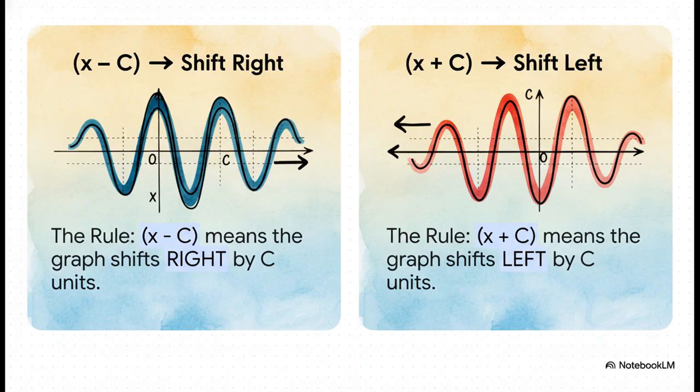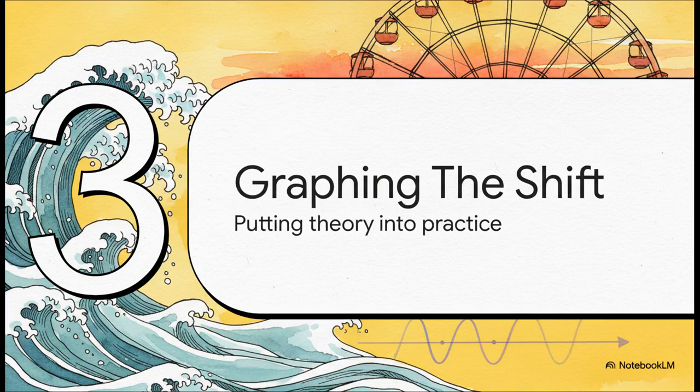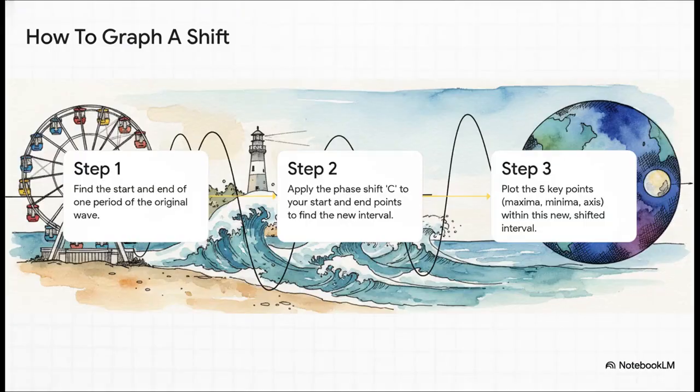The reason is that for the wave to start, the stuff in the parentheses, like x minus c, has to equal 0. Well, for x minus c to be 0, what does x have to be? A positive c, and that's what creates the shift to the right. Okay, theory time's over. Let's move from the formula on the page to an actual graph on the screen. How do we take this weird, backward-seeming rule and use it to actually draw a wave that's been shifted over? It's really just a simple three-step trick.